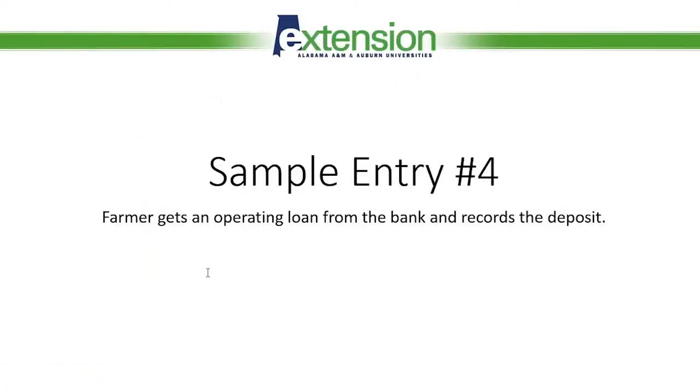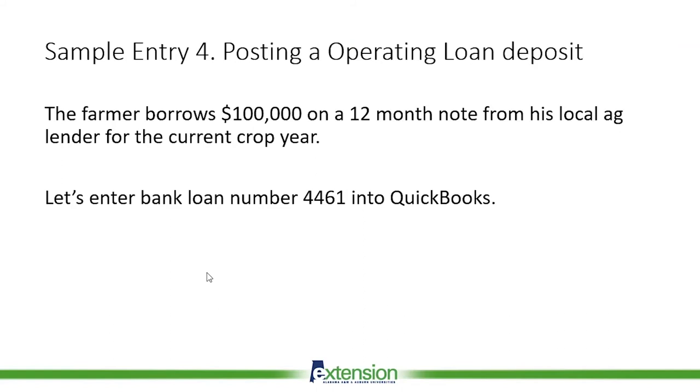This one is a much simpler one. This is sample entry number 4. A farmer gets an operating loan from the bank and records the deposit. And what are the facts? Well, for those people in farming, many producers have a standing crop loan where they borrow a usual amount, and it could be $100,000, $200,000, $250,000 that they'll borrow to make a crop on the new year. So in this particular example, the farmer is going to borrow $100,000 on a 12-month note from his local ag lender for the current crop year of 2021.